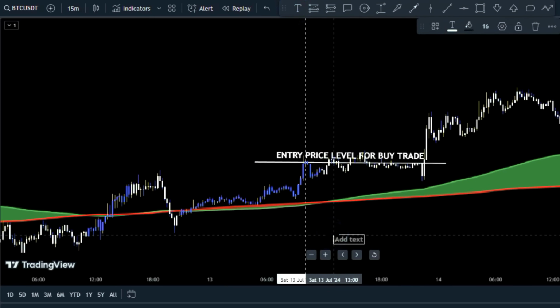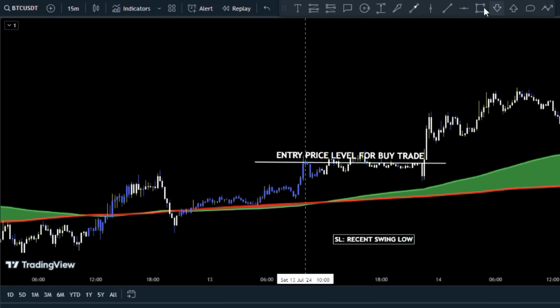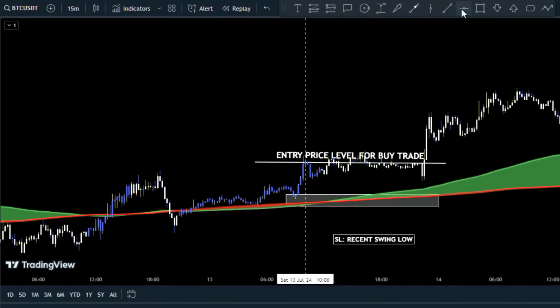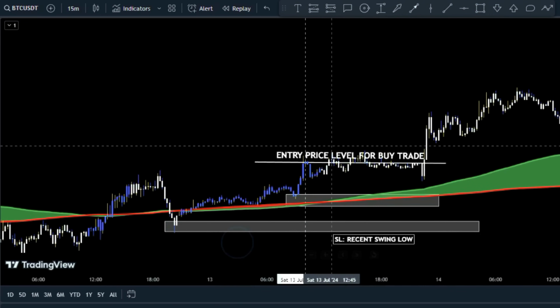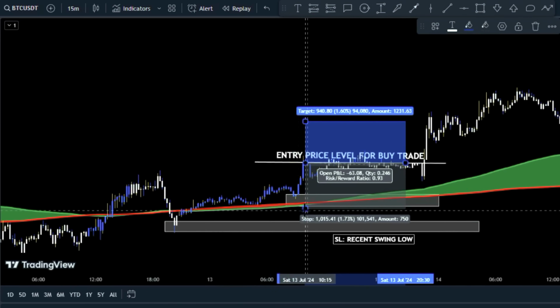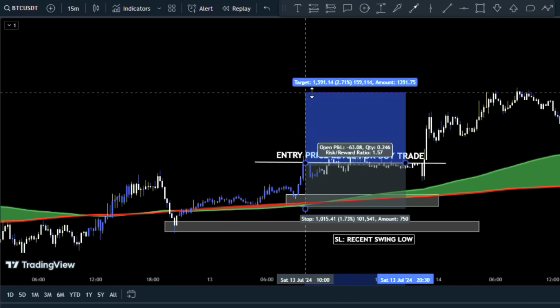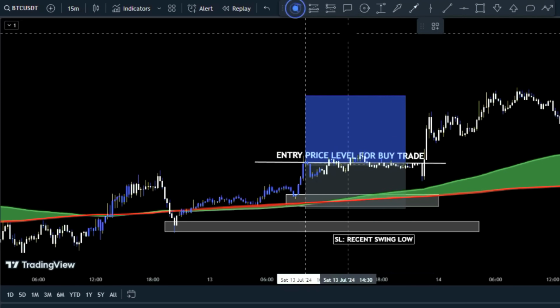And to manage risk effectively, set your stop loss just below the recent swing low of the market. And for an optimal exit strategy, aim for a risk-reward ratio of 1 to 1.5 to ensure better results while minimizing potential losses.